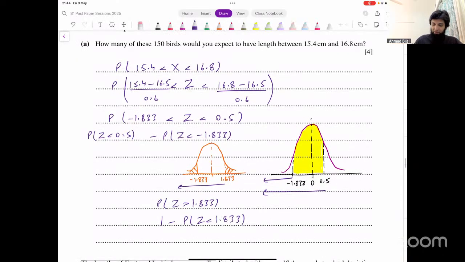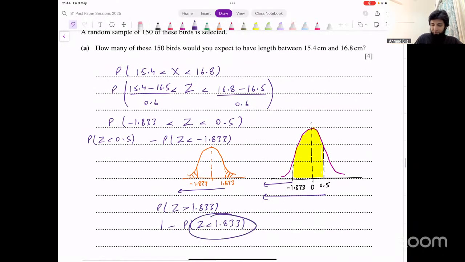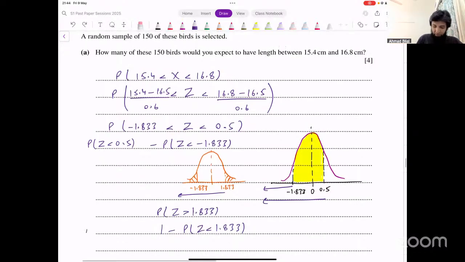So now we can find this. This is the standard form. Now we can find this from the table. We've got probability of z less than 0.5 from there, minus this. And that will give us the result. We can see what that turns out to be.